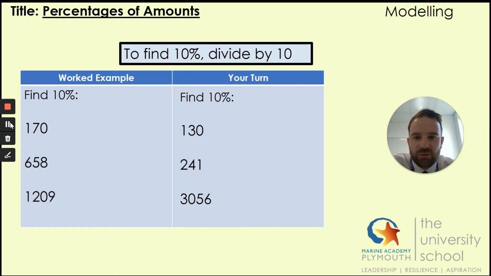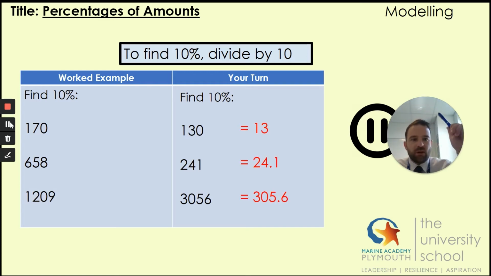And again, it's now your turn. So you've got 3 harder questions here to have a go at. You're finding 10% of 130, 10% of 241, and 10% of 3,056. Pause the video now and give yourselves 3 minutes to answer these questions again. Brilliant, well done. So I'm going to put the answers up in 3, 2, 1. We need to get our black pens up and our green pens in our hands. Answers are there to mark and give yourself a score out of 3.